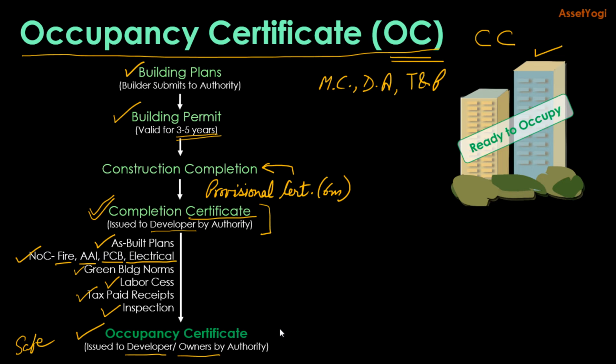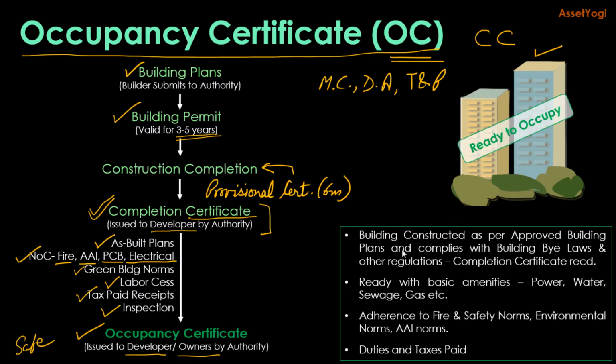So to summarize, the occupancy certificate will be issued to the developer or the owners only after the authority ensures that the building is constructed as per the approved building plans and it complies with all the building bylaws and other regulations. So basically it will comply with all the requirements of the completion certificate.